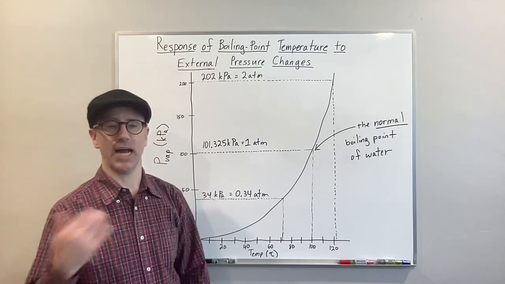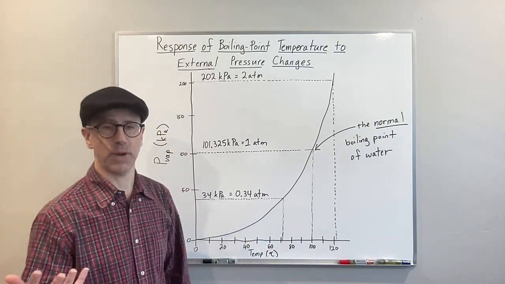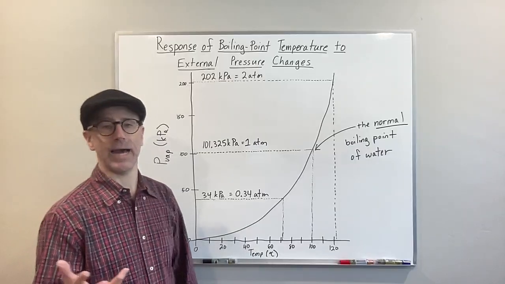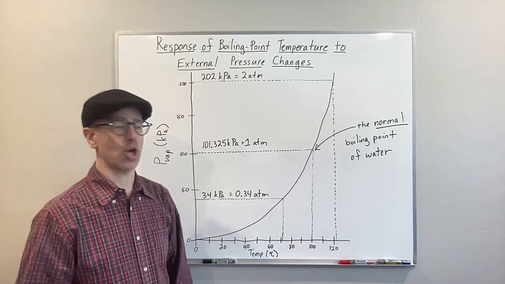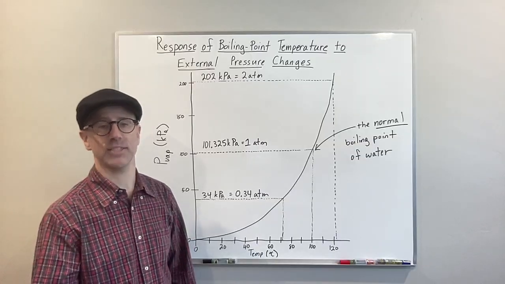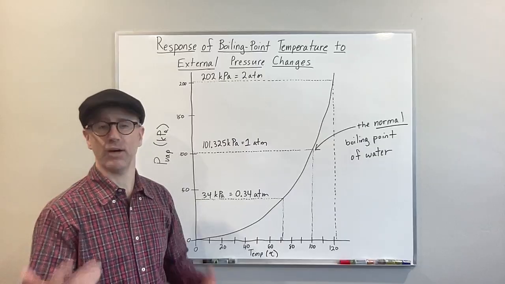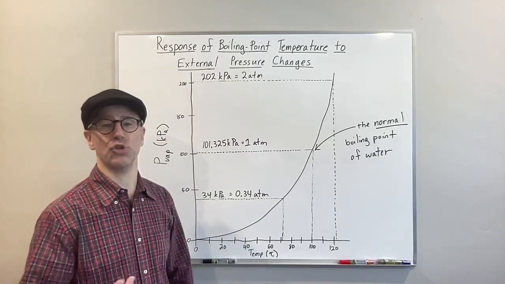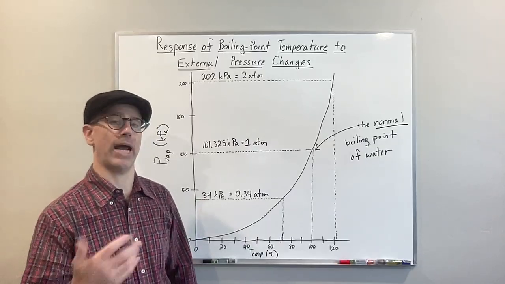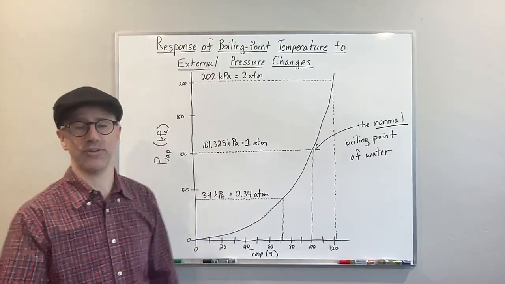If we're talking about something else, like maybe hexane, hexane's boiling point might be 69 degrees at 1 atmosphere, right? So if I report a boiling point of hexane as 69 degrees Celsius, and I don't tell you what the atmospheric pressure is, you can assume that it's 1 atmosphere, and what I am reporting to you is the normal boiling point of hexane, right?